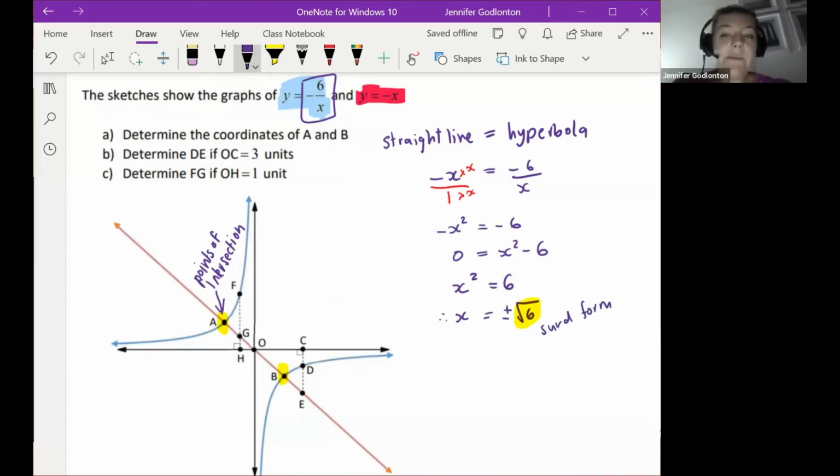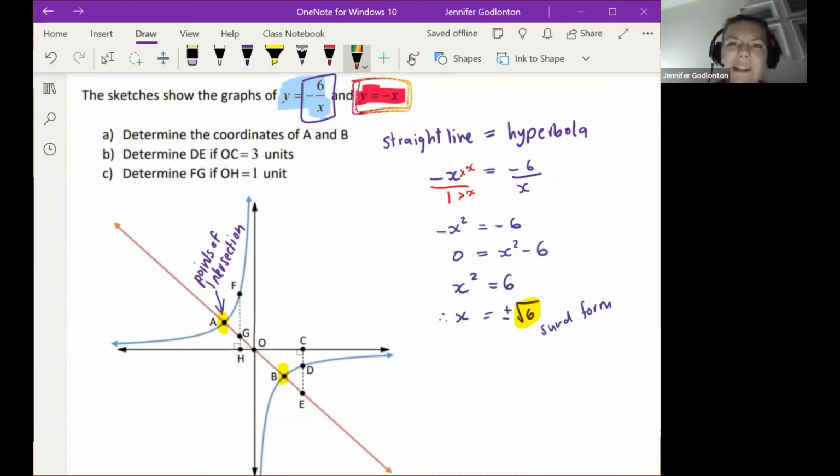Okay, and sometimes you can have an answer in surd form, and that's totally allowed. All right, so we know that our x values would be plus or minus root 6. Well done, Siamo. Good. Okay, then we have to get our y values. Now, the reason they could give us a yucky question like this is because our y values are actually just our negative version of our x values.